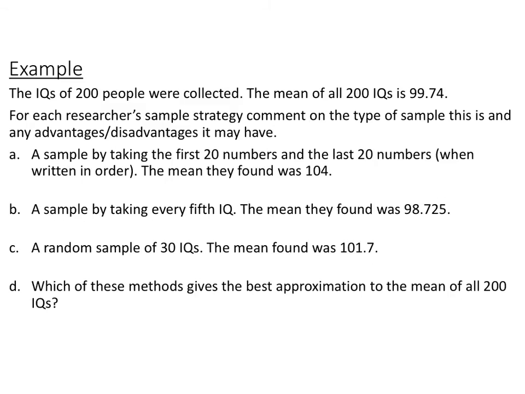In this first example, a researcher collected IQs of 200 people, and the mean of those 200 IQs was 99.74. Three different researchers are taking a sample and trying to find the mean of the population based on the sample. A through C are different ways that researchers collected samples from this population. I want you to comment on each sample. Are they biased or unbiased? And any advantages or disadvantages they may have. And then part D, which of these methods gives the best approximation of the mean?